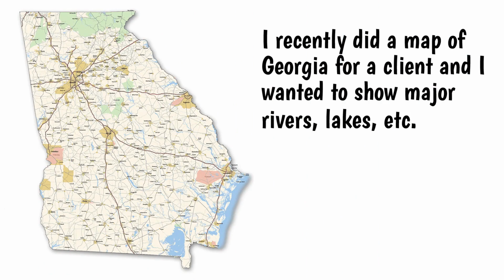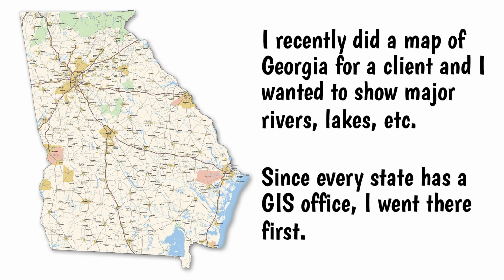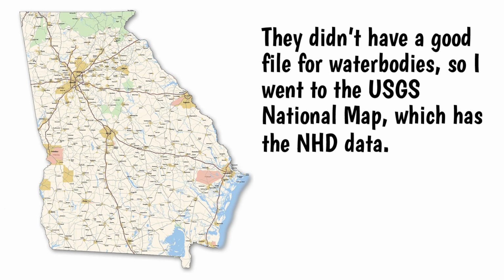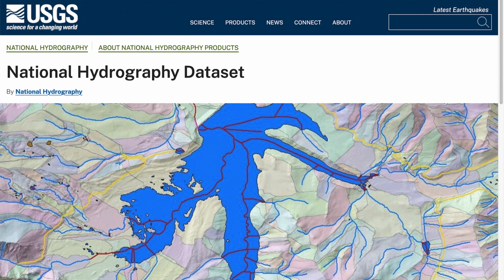I recently did a map of Georgia for a client, and I wanted to show major rivers, lakes, etc. Since every state has a GIS office, I went there first. They didn't have a good file for water bodies, so I went to the USGS National Map, which has the NHD data. If you're not familiar with this, it's an extremely detailed dataset of water bodies in the US.